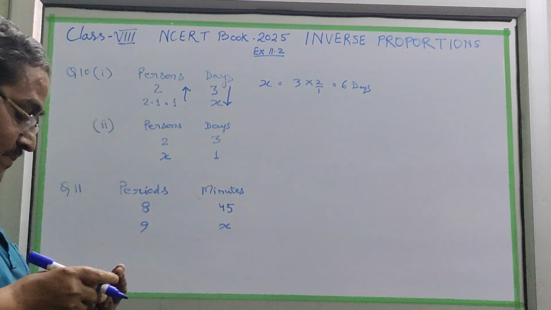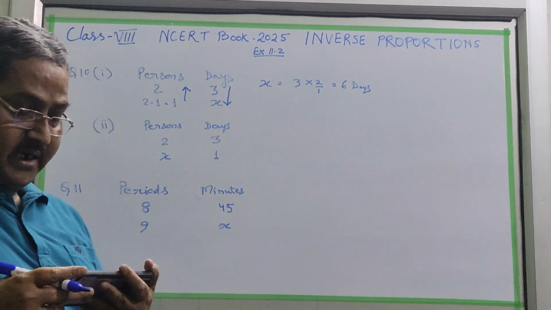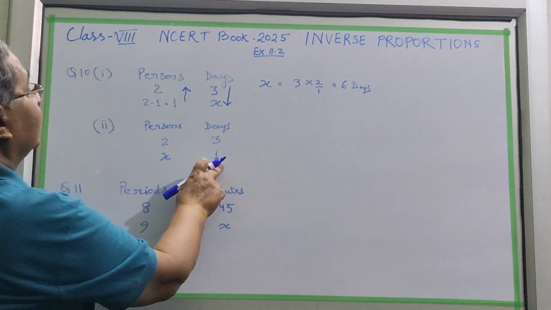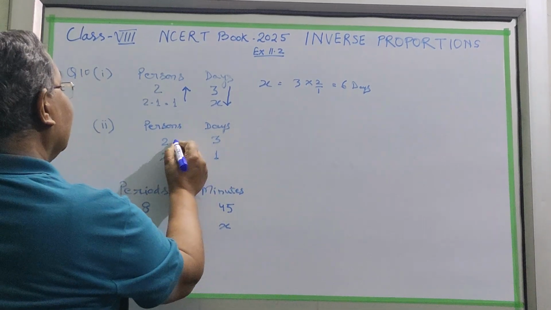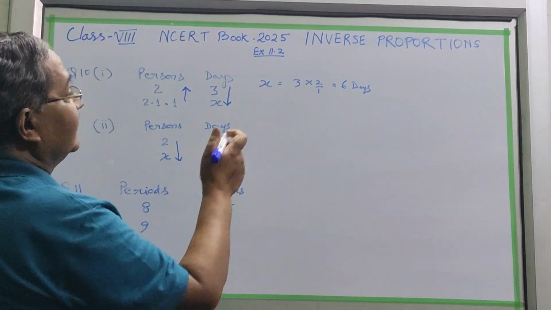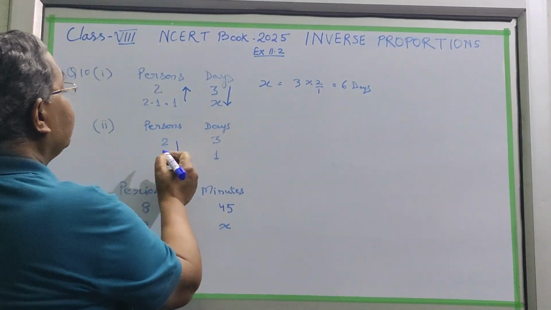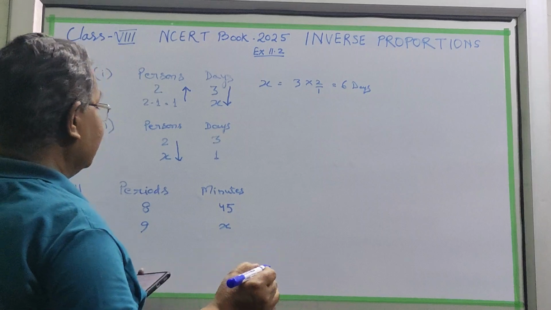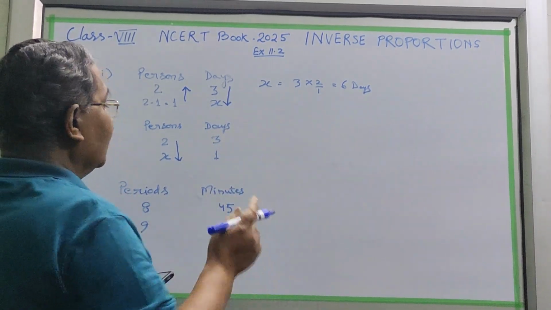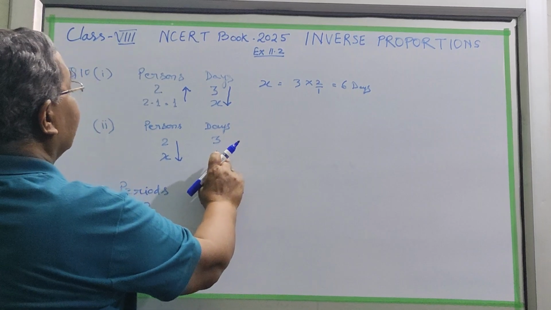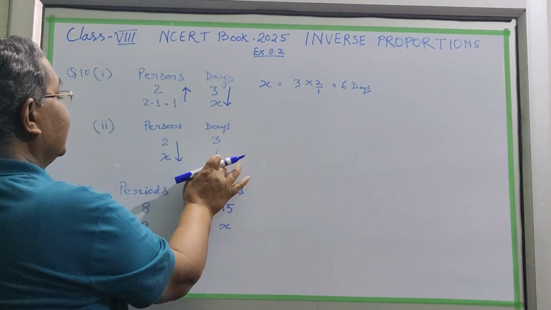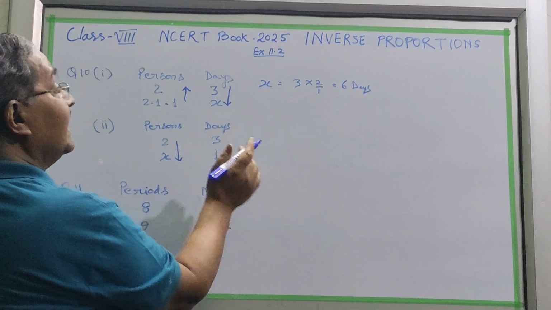Now the second part of the question: how many persons would be needed to fit the windows in 1 day? If in 1 day we want to complete the job, x will always be this one. Now again we have to see whether it is inverse proportion or not. If two persons complete the job in 3 days, if we want to complete it in 1 day, we require more persons. So if the days are reduced, we require more persons. So it is decreased, it is increased. Here it is inverse proportion.